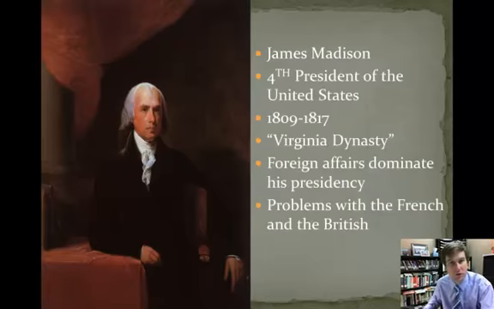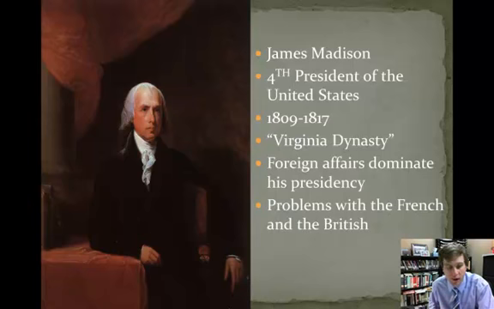the War of 1812. So James Madison was elected the 4th president of the United States in 1808. He served 2 terms, 1809 to 1817, and he is the middle part of what's called the Virginia dynasty. You had 3 consecutive presidencies from members of Virginia, so citizens of Virginia. So you had Jefferson, then Madison, then Monroe.